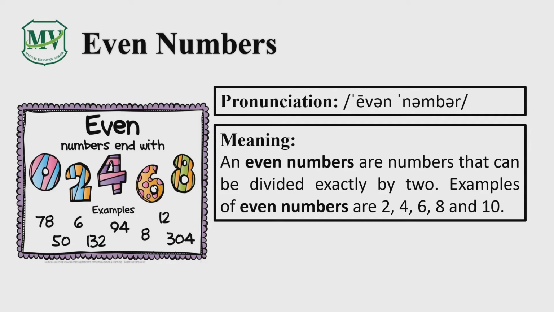Our next vocabulary is even numbers. Even numbers are numbers that can be divided exactly by 2. Examples of even numbers are 2, 4, 6, 8, and 10. Now, it's time for you to say the word. Very good!